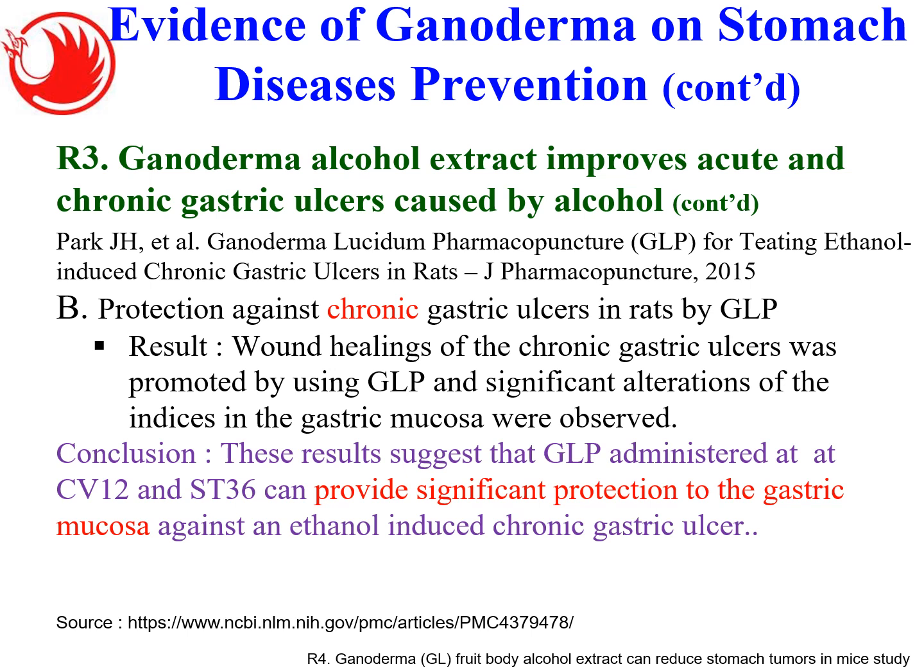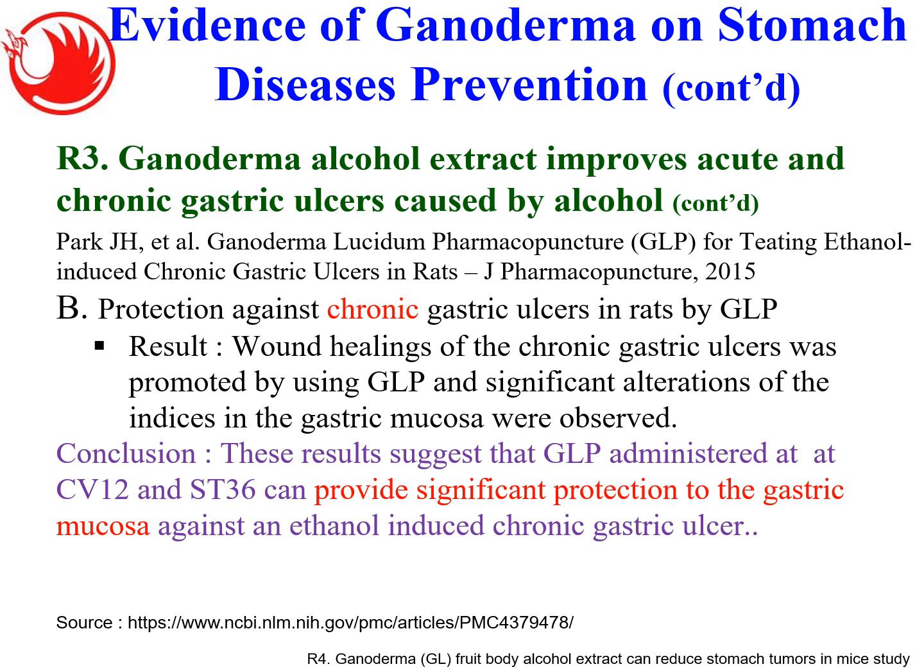The conclusion is that this result suggests that the GLP, the Ganoderma, administered at CV12 and ST13, these two numbers, these two acupuncture points, based on the mouse model, can provide significant protection of the gastric mucosa against chronic gastric ulcer caused by alcohol. So these are the research that they have done.